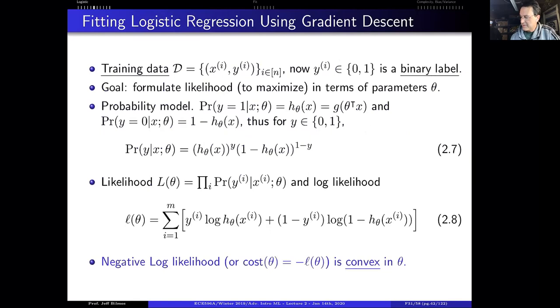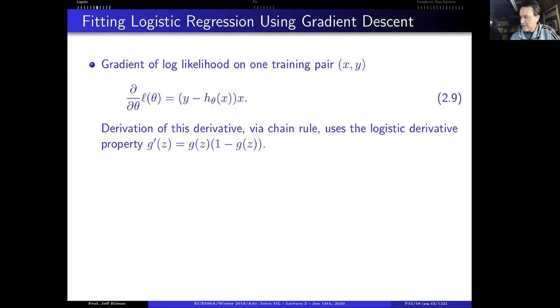So how do we get that, actually? Let's formulate the machine learning training process. We can take the gradient of the log likelihood on one training pair. So we take one training sample, we take the gradient of the log likelihood with respect to theta, and what we get, interestingly enough, is y minus h theta of x times x.